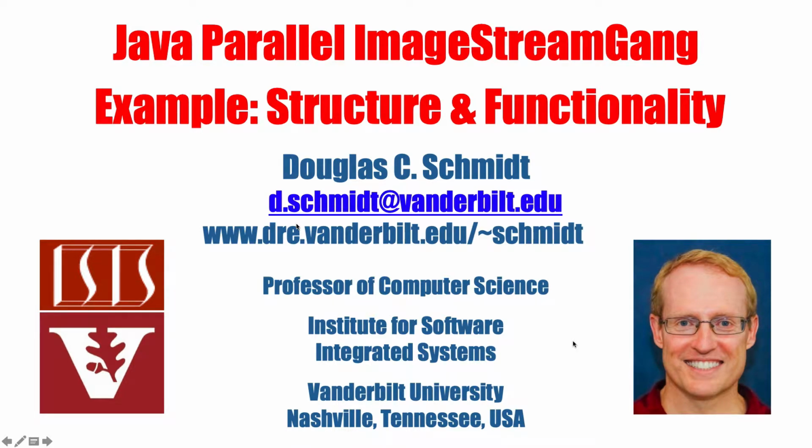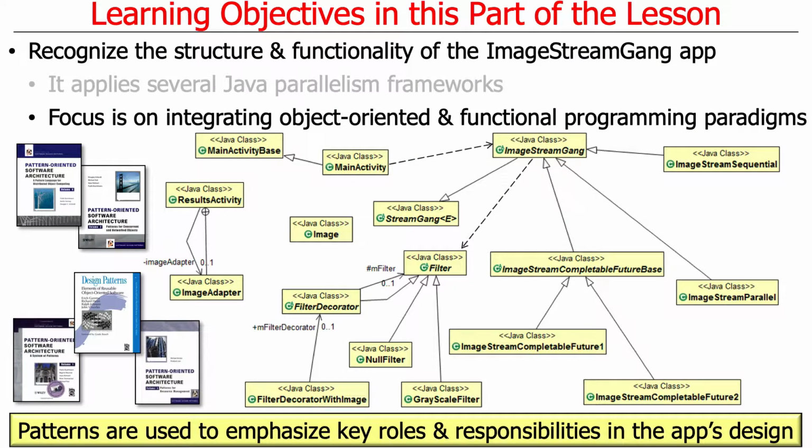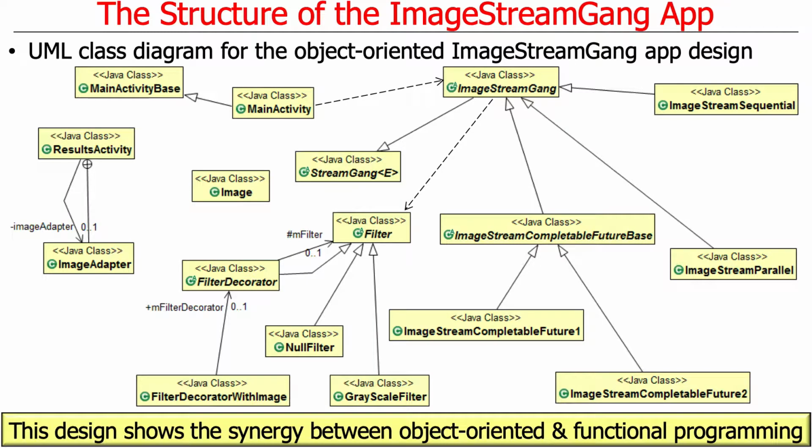So now that I've given you a brief introduction to the ImageStreamGang example, let's talk a bit more about its structure and functionality, focusing on the combination of object-oriented and functional programming. The overall design of this app uses object-oriented features in Java. And you can see at a glance what that means by looking at this.